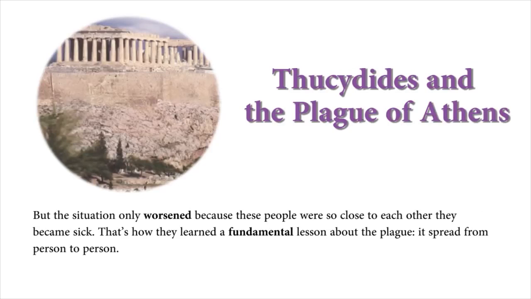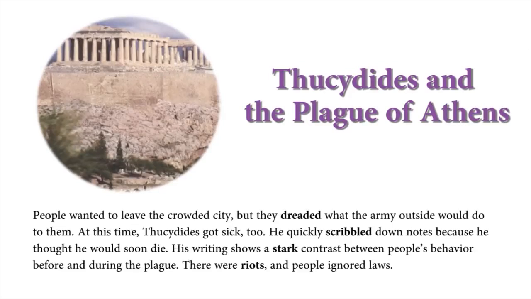But the situation only worsened. Because these people were so close to each other, they became sick. That's how they learned a fundamental lesson about the plague. It spread from person to person. People wanted to leave the crowded city, but they dreaded what the army outside would do to them. At this time, Thucydides got sick too. He quickly scribbled down notes because he thought he would soon die.